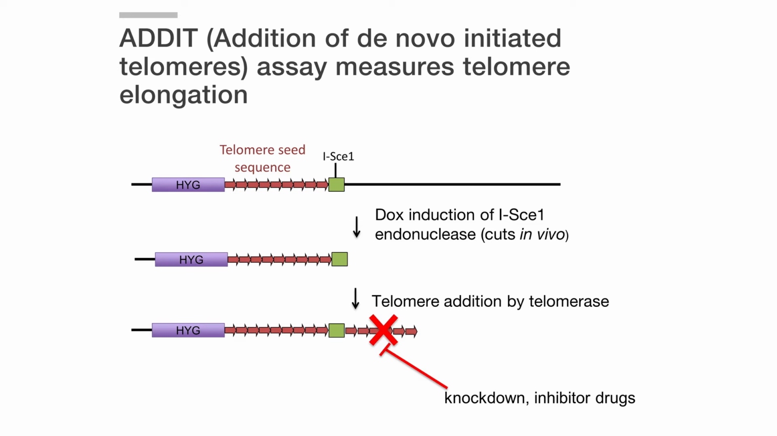And we called this the ADDIT assay, or addition of de novo initiated telomeres, as a way to measure telomere elongation. So what Stella did was to engineer a mouse chromosome where endogenously there's this hygromycin sequence, and then about 2 kilobases of telomeric sequence, which we call the seed sequence, and then an I-SceI cut site. This is a 13 base pair recognition site for an endonuclease. So when she then expresses under inducible condition this I-SceI endonuclease, it will cut in vivo at this site, and then telomeres can be added by telomerase, and then we can either knock down with siRNAs or inhibitors, or do things that we think might increase telomere length and measure telomere length in vivo in a way that would take about 24 hours rather than 6 months.